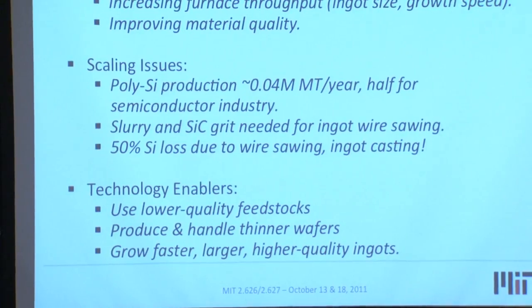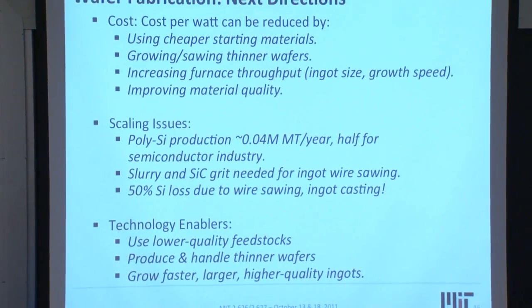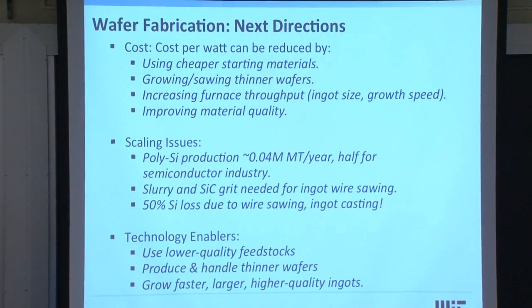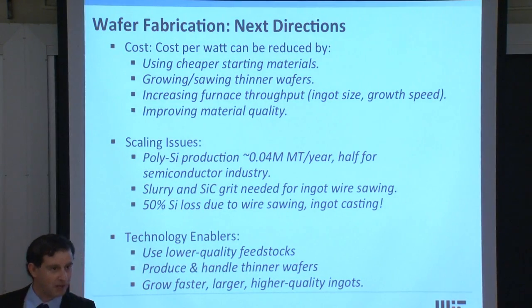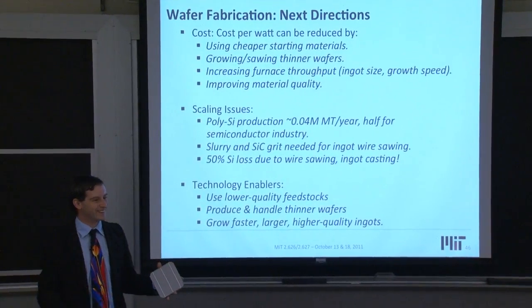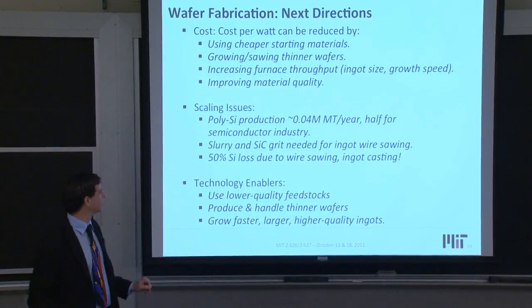Increasing furnace throughput means increasing ingot size, growth speed, and so forth. There are many people right now trying to grow these ingots up to a ton, 1 metric ton, so 1,000 kilograms. That would mean, for full-sized wafers, something on the order of 6 by 6 bricks. Right? It's a pretty large ingot, maybe even 7 by 7.